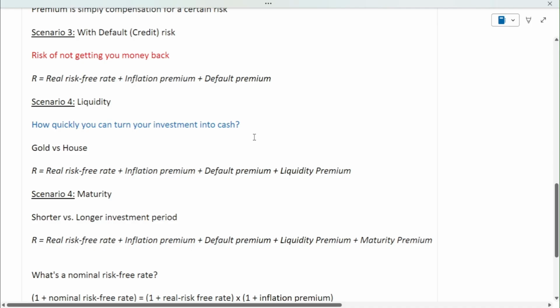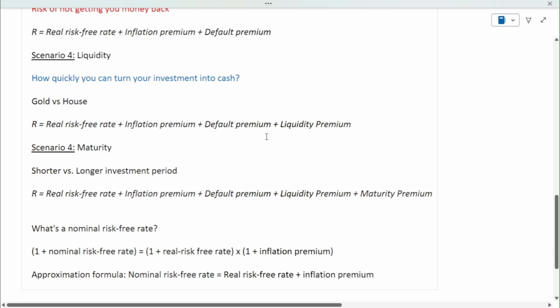Okay, in this fourth scenario, we are going to introduce the term liquidity, which means how quickly you can turn your investment into cash. Let's look at it from the perspective of two assets, gold and a house. Which one do you think you will be able to sell more quickly? Of course, gold. In this case, we say gold is more liquid than a house. And depending on the liquidity of the investment that you are going to go through, you should require a liquidity premium for that. And our formula evolves to be this: real risk-free rate, inflation premium, default premium, and liquidity premium.